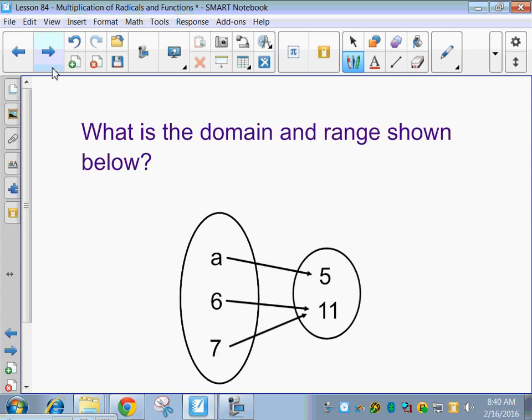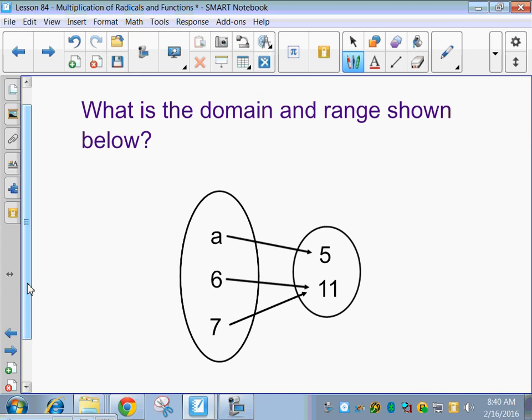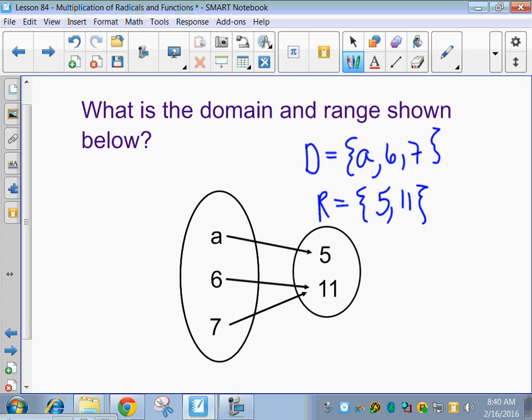What's the domain and range? All right. So this one's pretty easy, you guys. Domain is the set of input numbers. So I just list them. So Evan, what should I list for my domain? A, 6, and 7. Exactly. And then we've got the range. Ella, what should I list for my range? Nice. 5 and 11, just my outputs.